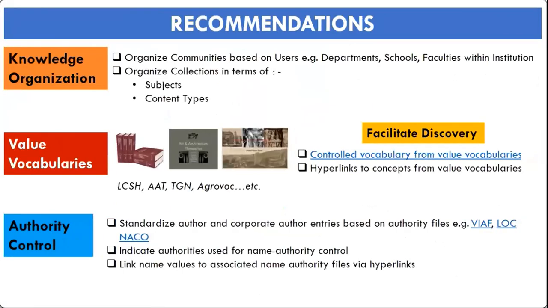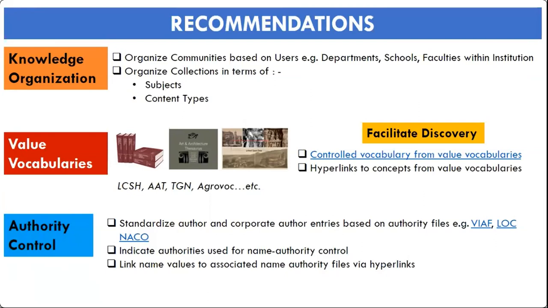Then now our recommendations, we looked at it in terms of knowledge organization, value vocabularies, and authority control. So in terms of knowledge organization, we recommend that the communities are organized based on the users, for example, departments, schools, and faculties within institutions, which some of the institutions are already doing. But as we said, this was not standard across the repositories. Then we also recommend organization of collections in terms of the subjects and in terms of the content types.